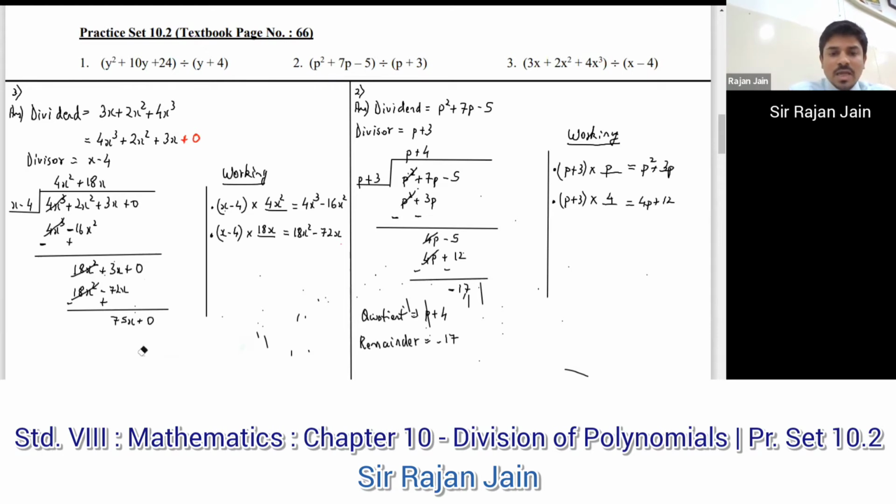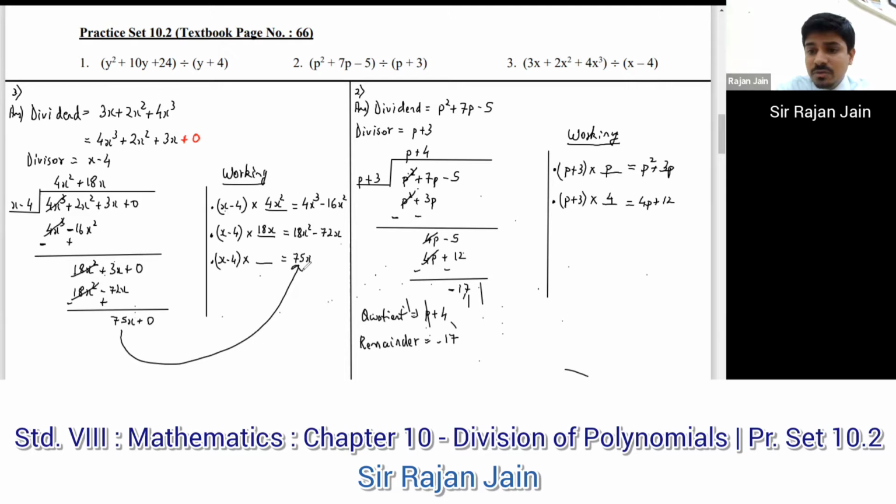So now again you go to the next step in your working. Because the index here is not yet less than the divisor's, I have to continue my division process. So now I will write x minus 4 multiply by something. My target is to get 75x. 75x is the first term of the dividend that you have written over here. So now x into what will give you 75x? Very obvious, 75. No variable will come because here there is x and I need x only. There is no change in the variable that I require.